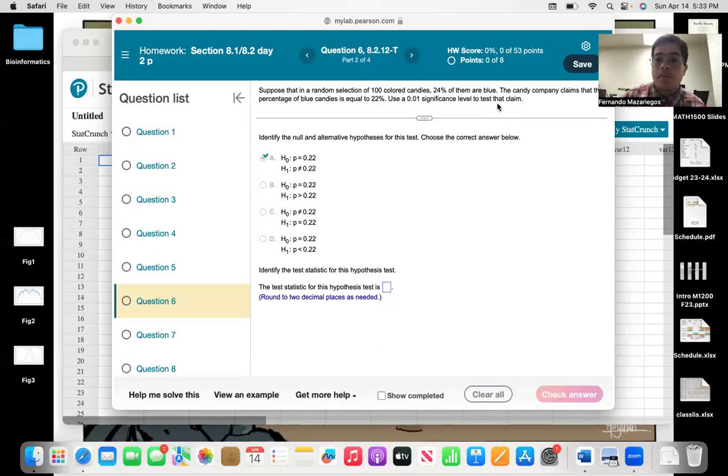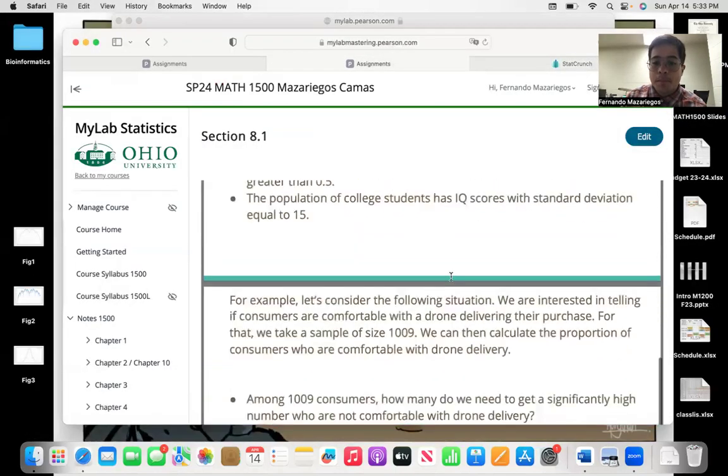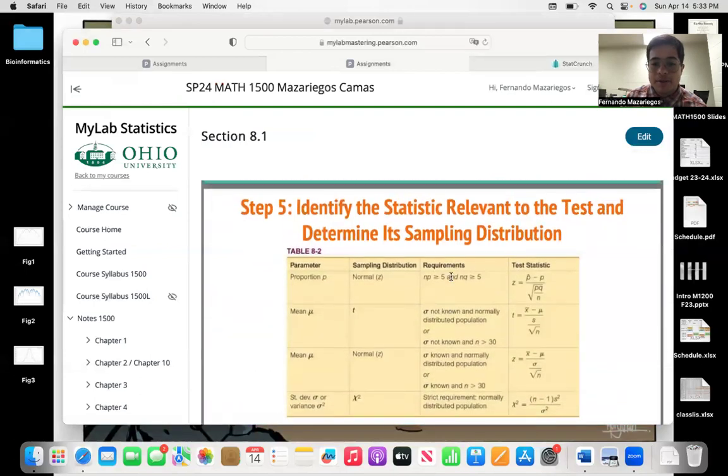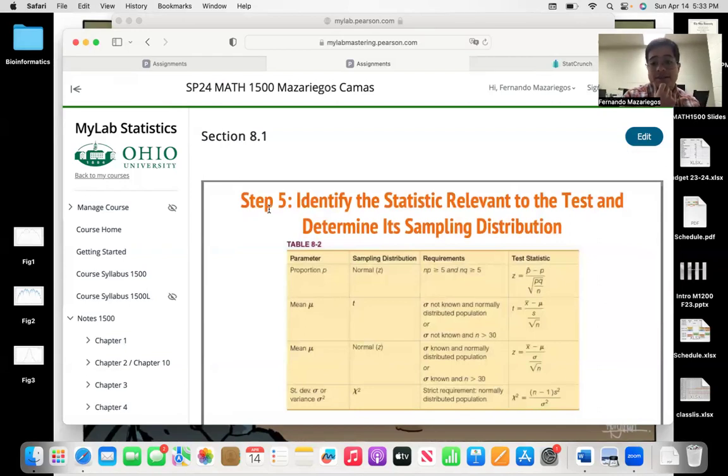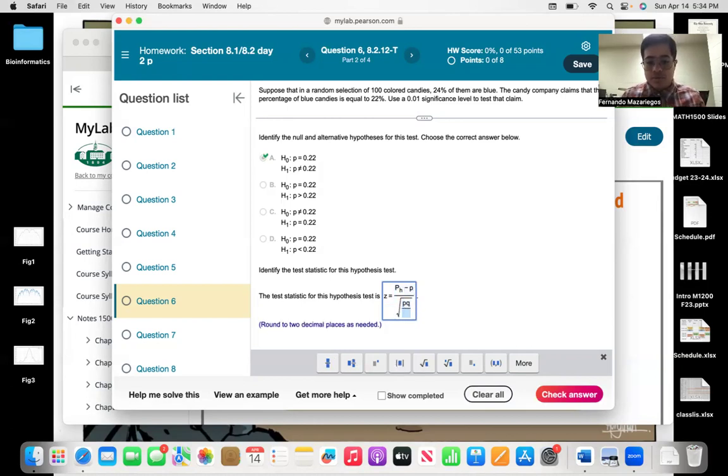But right now we are in step number 5. So we need to calculate the test statistic. So we have a formula for this. Let me show you very quickly. On this slide right here, step number 5, we identify the test statistic and determine the sampling distribution. So in this case, we are working with a proportion. So the test statistic is this, p hat minus p over the square root of pq over n. Let's write that here. Test statistic is p hat minus p over the square root of pq over n.